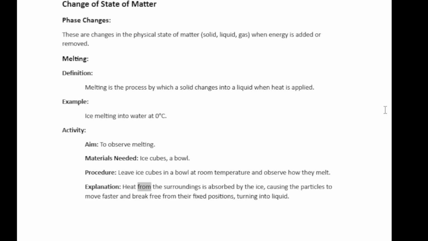Explanation: heat from the surroundings is absorbed by the ice, causing the particles to move faster and break free from their fixed positions, turning into liquid.